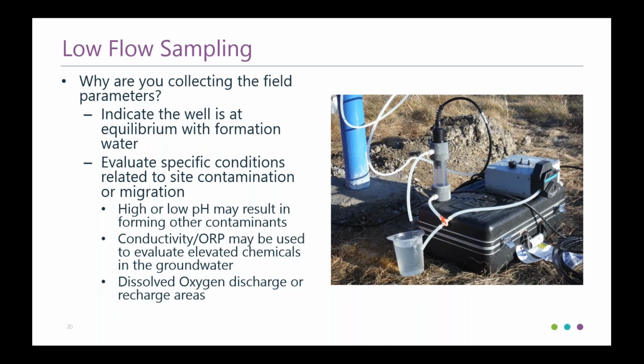Conductivity or oxidation reduction potential may be used to evaluate if you have a chemical plume. Not only hazardous chemicals that you might be evaluating, but if you're down gradient of a landfill, you're looking at potassium, calcium, sodium. Those things can also be indicative of where your plume is going, that you have a problem starting and that your hazardous contaminants might be not far behind.